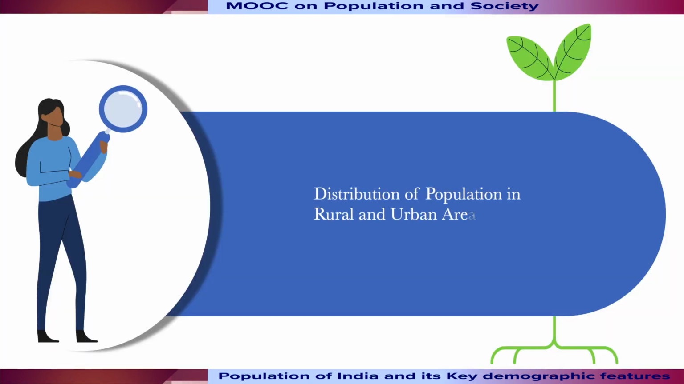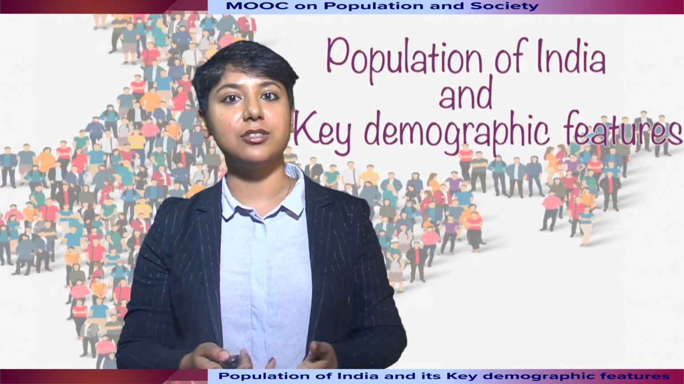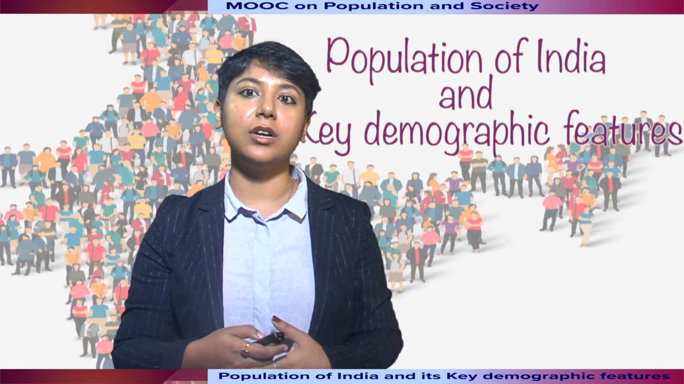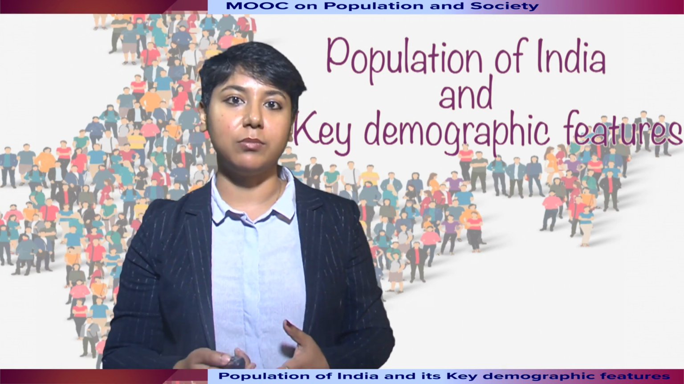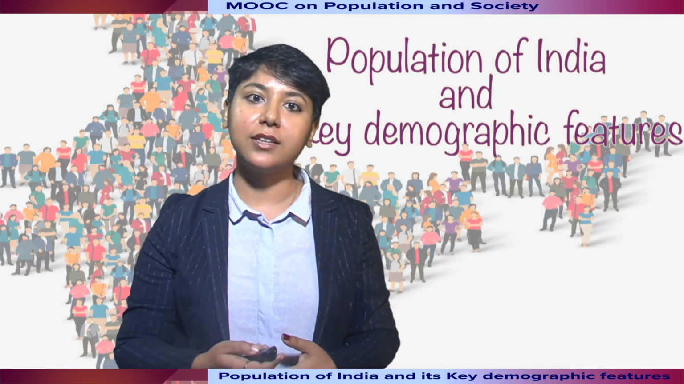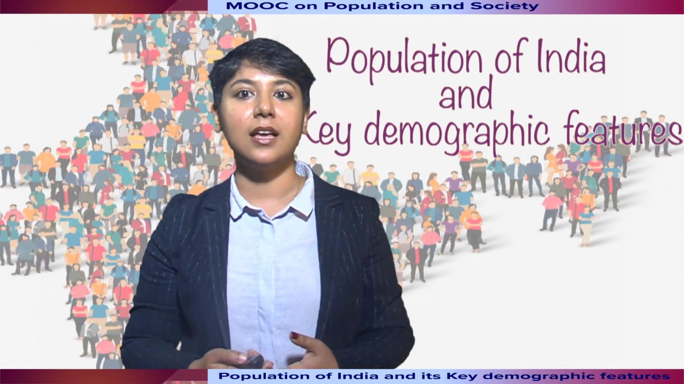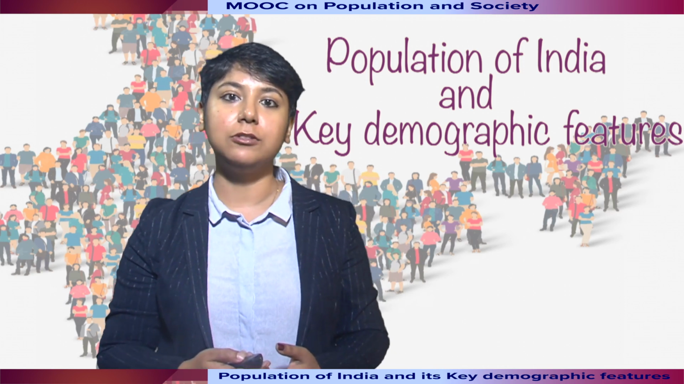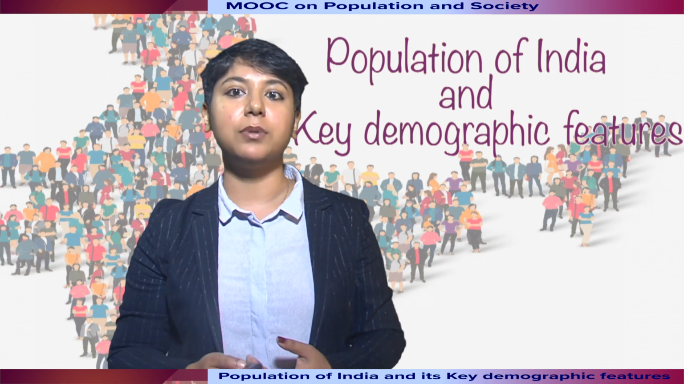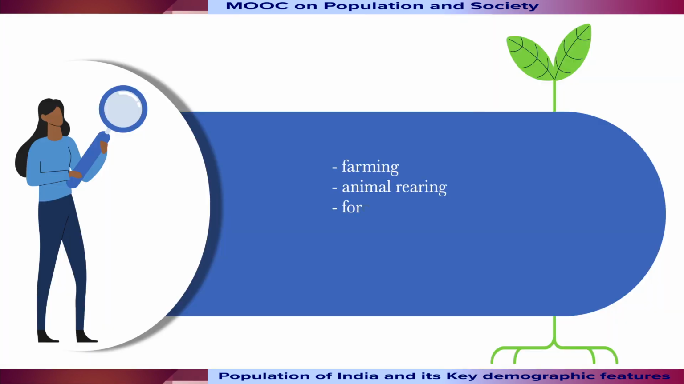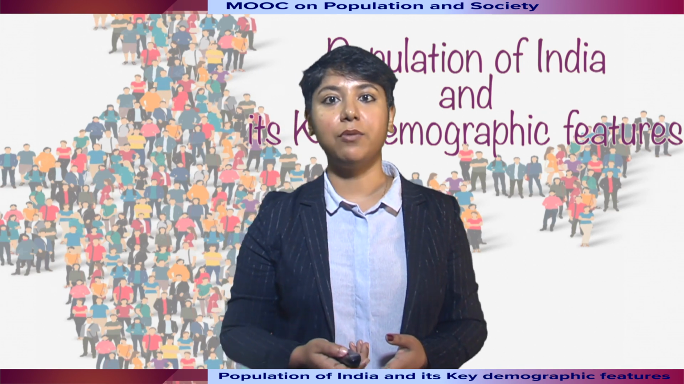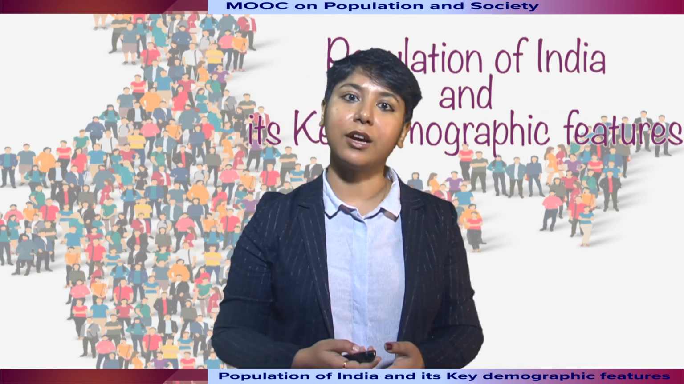Next, we come to the distribution of population in rural and urban areas. The spatial distribution of population can also be studied in terms of rural-urban spaces. All places with a municipality, corporation, cantonment board or notified town area, etc. are classified as urban places, and those which do not fulfill these criteria are called rural areas. Apart from this, the rural-urban division also depends on the occupational structure of the population residing in the area. We mostly see that rural areas are places where three-fourths or more of the population is engaged in primary occupations such as farming, animal rearing, forestry, fishing, quarrying, etc. On the other hand, an urban area is one where three-fourths of the population or more is engaged in non-agricultural practices.